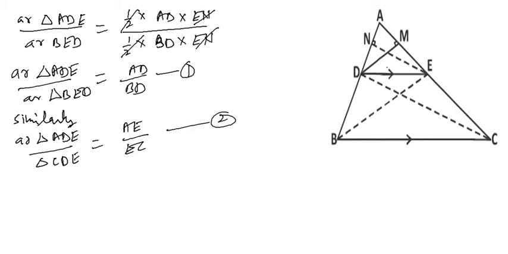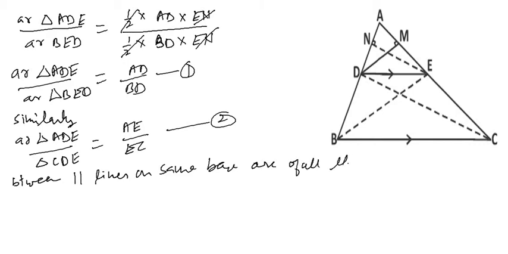In the same parallel lines, on the same base, the areas of all the triangles are equal. Between parallel lines, on the same base, the area of all the triangles are equal. So we have to write this one.